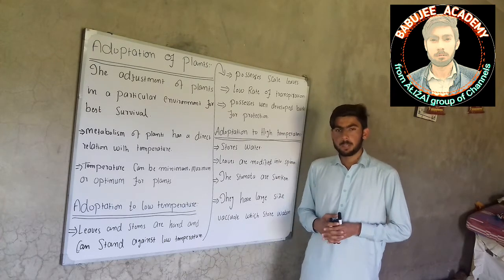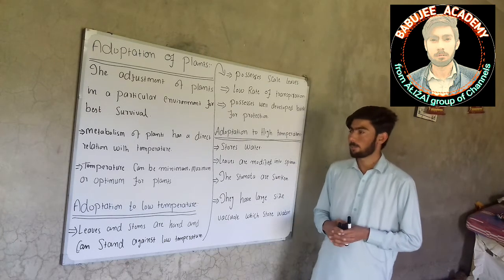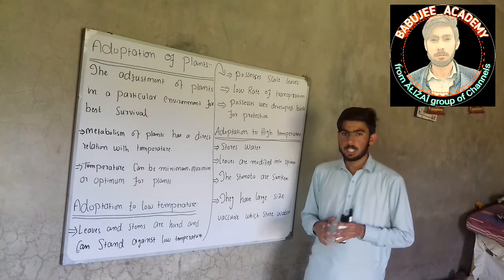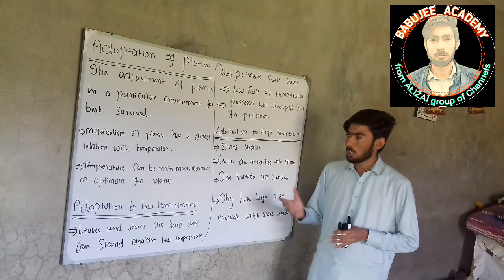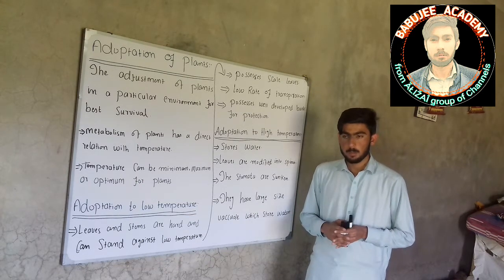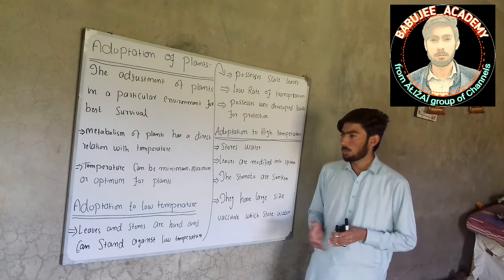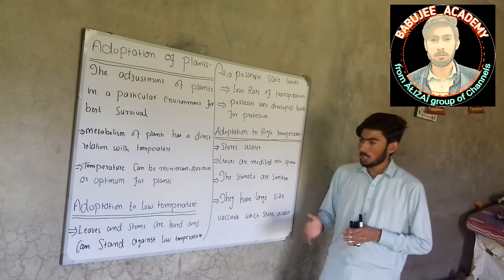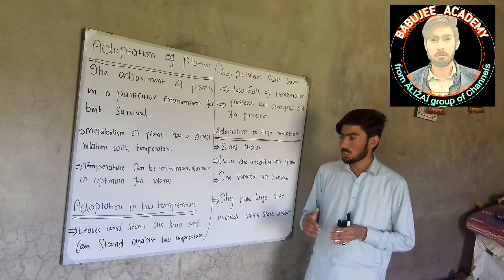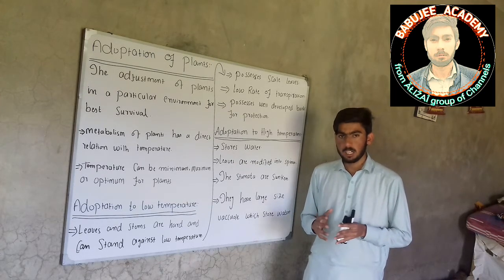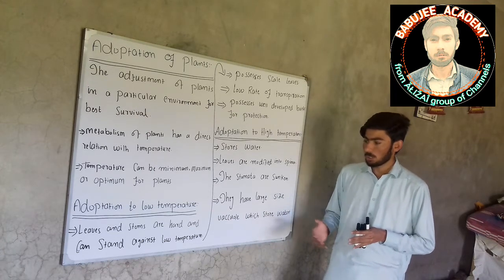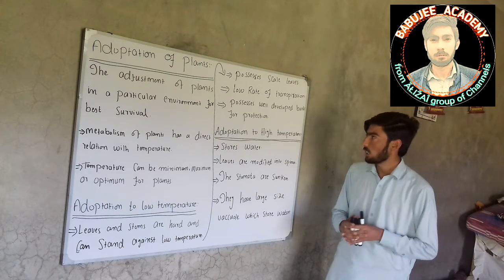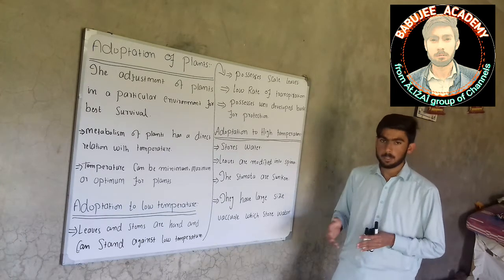Okay guys, let me summarize what we studied in today's class. We studied that plants make adjustments in their environment for their best survival. Metabolism has a direct relation with temperature. Temperature can be minimum, maximum or optimum for the best survival of plants. In order to adapt to low temperature, plants possess leaves and stems which are hard and can stand against low temperature. They possess scale leaves, have a low rate of transpiration and possess well-developed bark for protection.